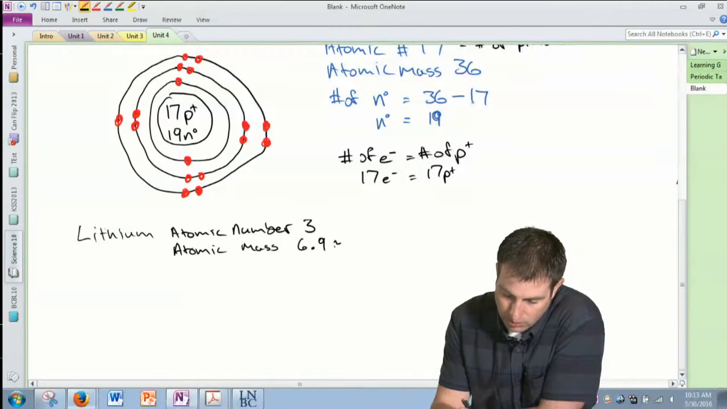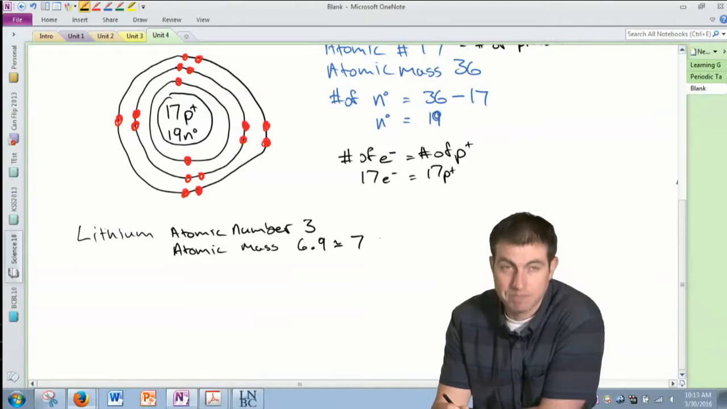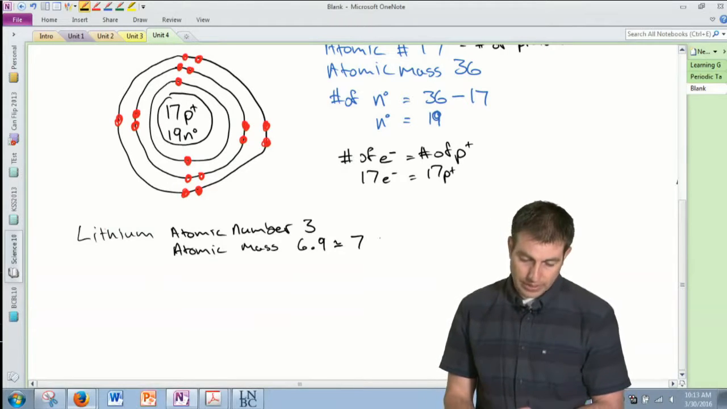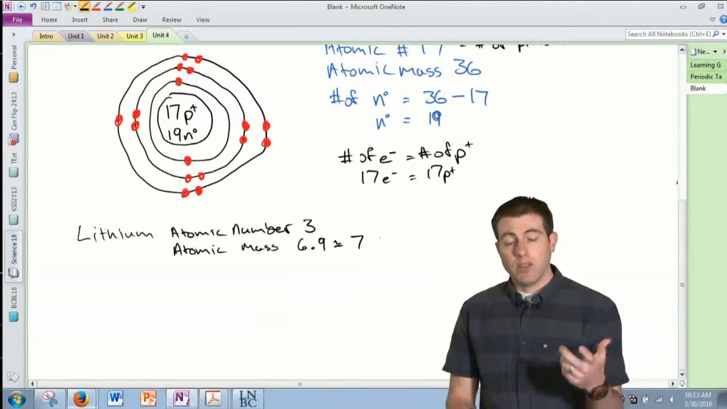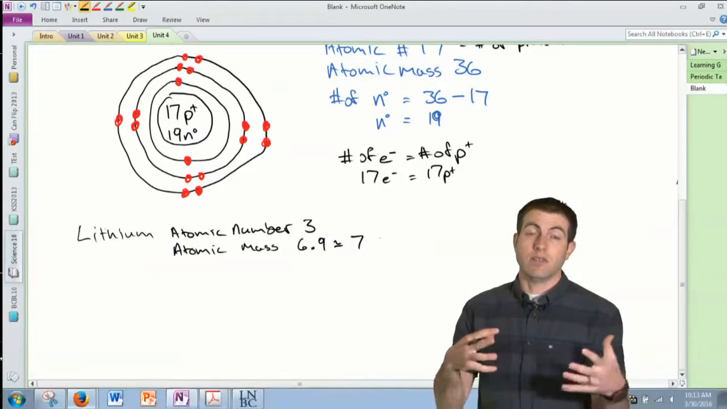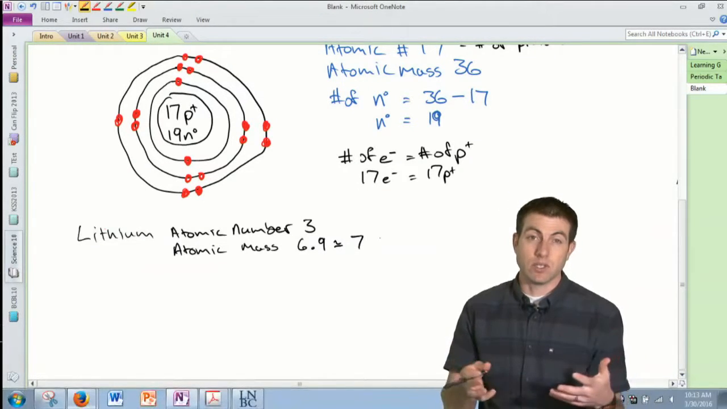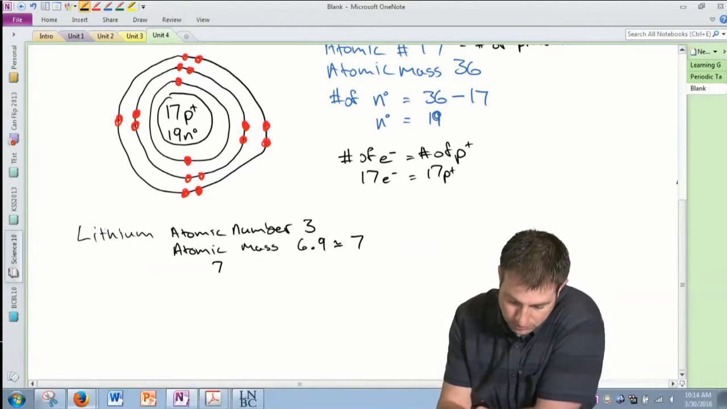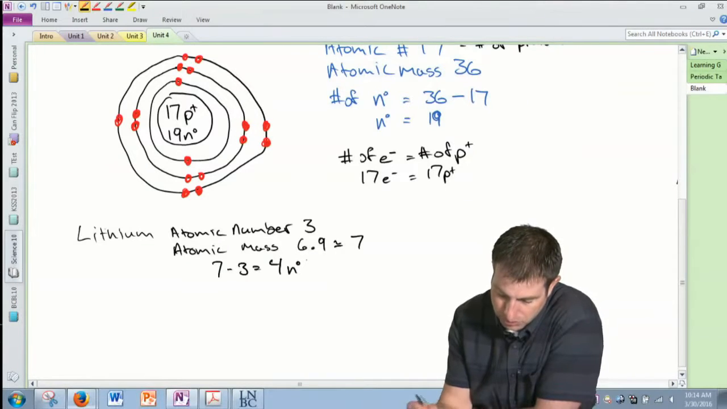And we're going to round that to 7 because it's close to 7. We'll call it 7. All right. In the middle, there are 3 protons, and then the mass of the nucleus is 7. So 3 of those 7 are protons. What's left? Well, if we go 7 minus 3, we end up with 4, and that's the number of neutrons.